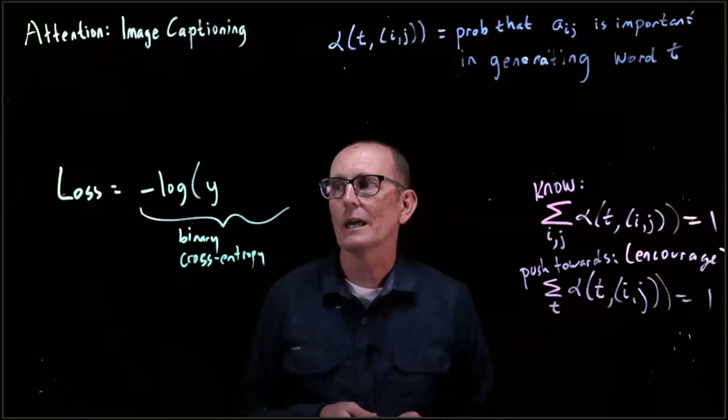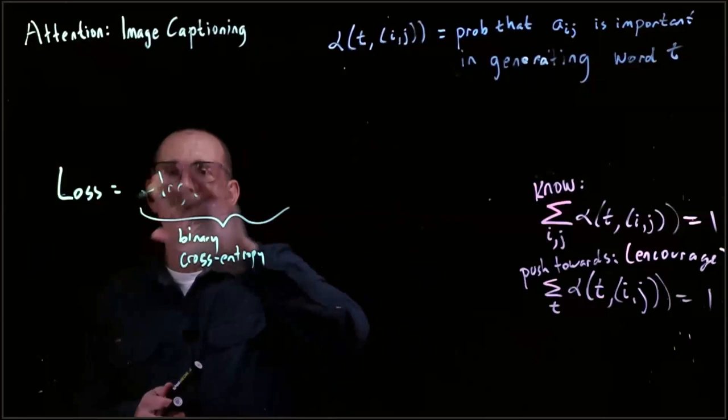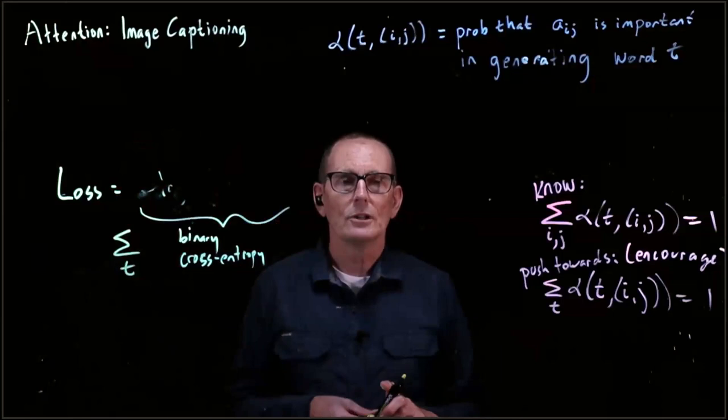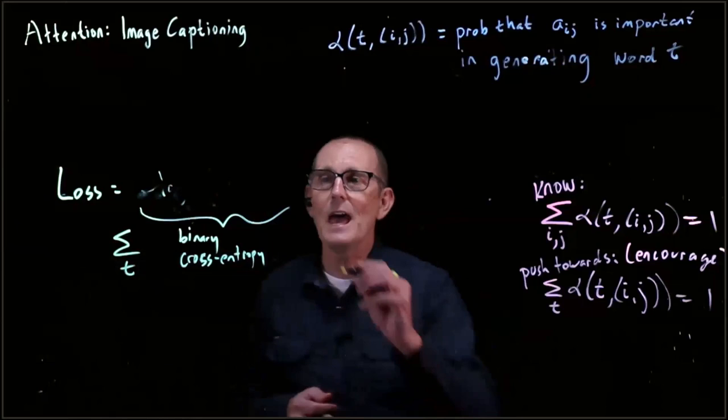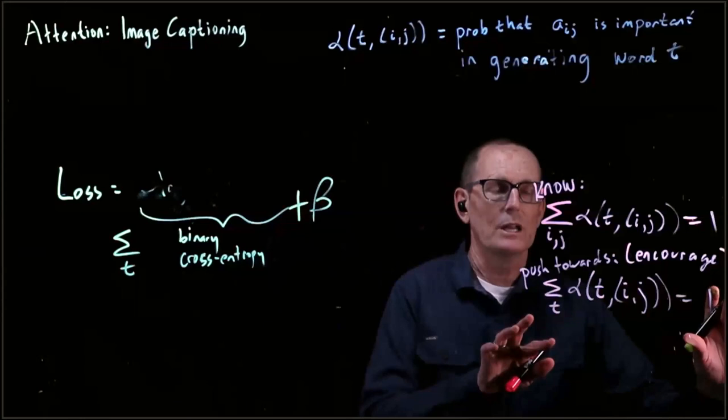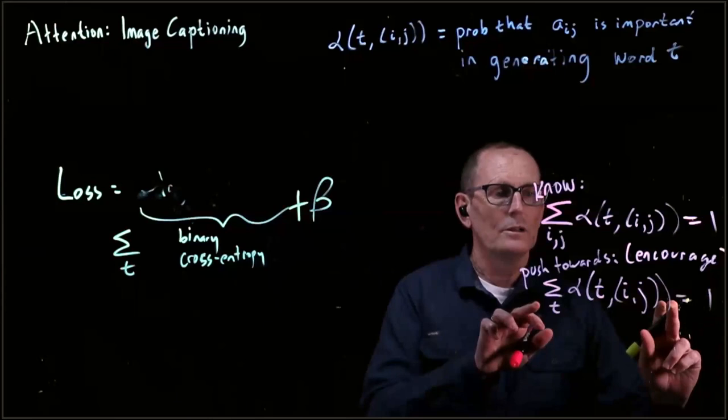So I'm going to just not even write that in here right now. I'm going to just say this is the binary cross entropy piece that we would expect. And this is the binary cross entropy summed across all t. So we're going to look at how well you did on word one, on word two, word three, all the way to word t. And then we're going to add in some additional penalty for not being close to one. The farther this is away from one, the more the penalty.